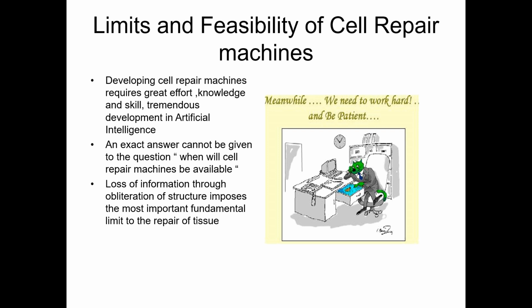Loss of information through obliteration of structure imposes the most important fundamental limit to the repair of tissue. So these are some of the limits and possibilities of the cell repair machines that we have.